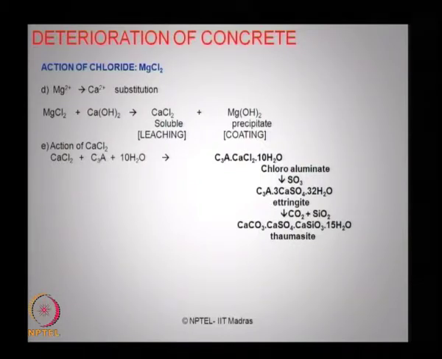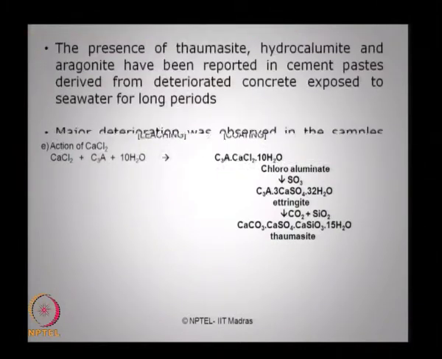the calcium plus substitution. The magnesium chloride in the presence of calcium hydroxide forms what we call a leaching compound, which is calcium chloride as well as magnesium hydroxide, which becomes a precipitate powder which appears as a coating over the surface. If you look at the action of calcium chloride alone, which is responsible also for deterioration of concrete, then calcium chloride in the presence of moisture gives you chloroaluminates, further added to SO3 gives you what we call ettringite compound, which also results in thaumasite compound, which are highly responsible for deterioration of strength and loss of durability of concrete in marine environment.